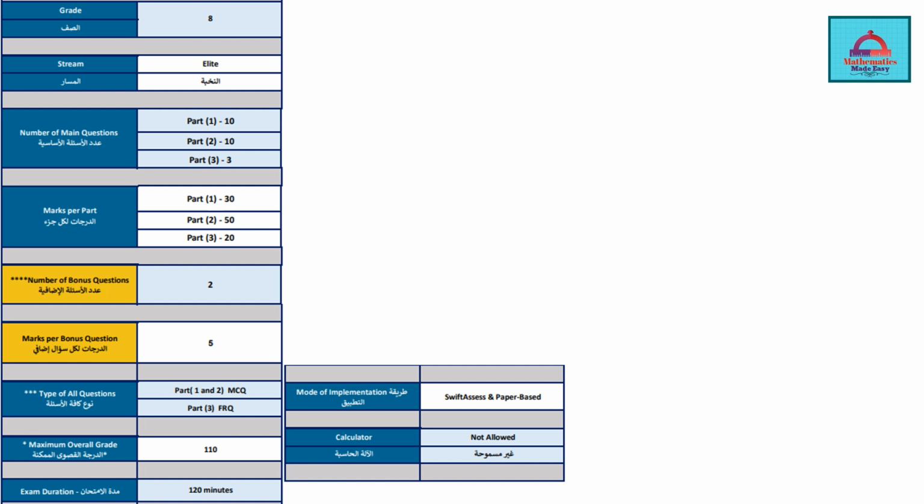There will be 2 bonus questions of 5 marks each in your exam also. Total marks will be 110 and you will get 120 minutes or 2 hours to complete the exam. The exam will be both online and pen and paper based. Online will be on Swift Access and pen and paper based would be on the printed sheets. You have to show the steps, solve it with your pen. Calculator is not allowed by the ministry.